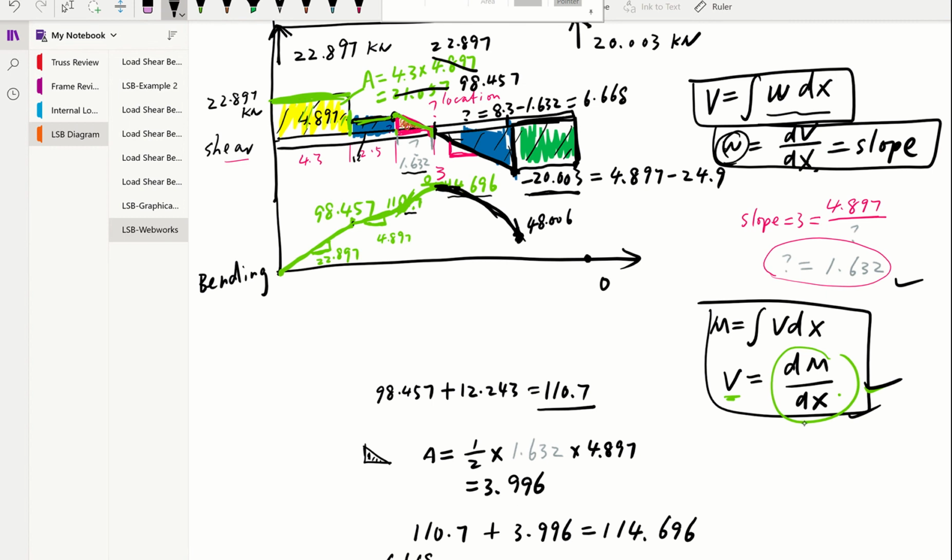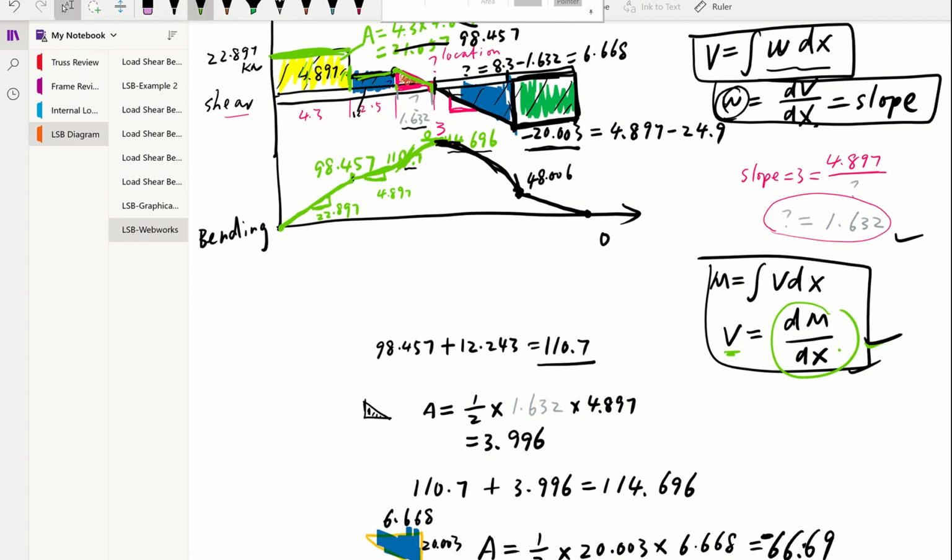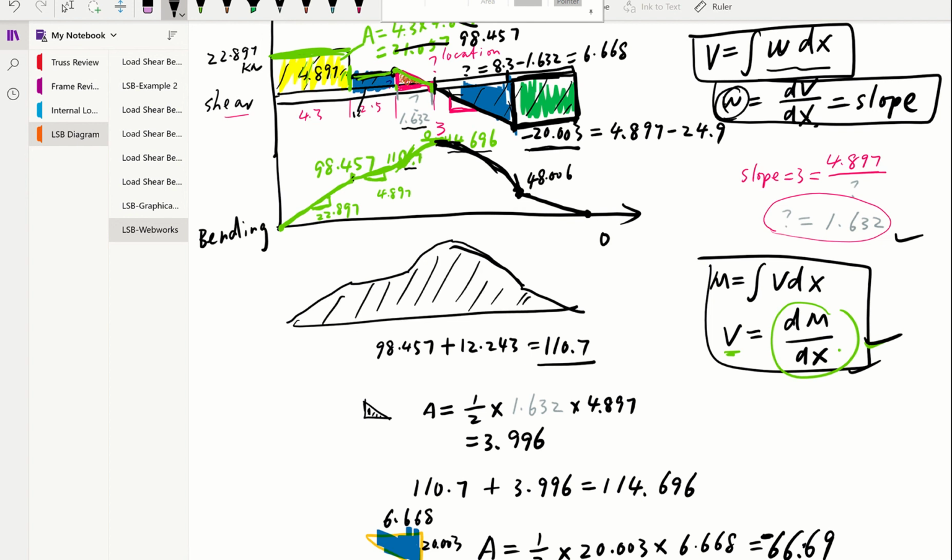How do we connect those two dots? That's right, because this is what? Horizontal line. When you integrate a constant, you get a linear power of 1, so it's going to be a straight line. That's our bending diagram. To make this bending diagram look better, it's basically go straight, another straight line, and then parabola back, then we have a straight line. So that's our shape for this entire bending.